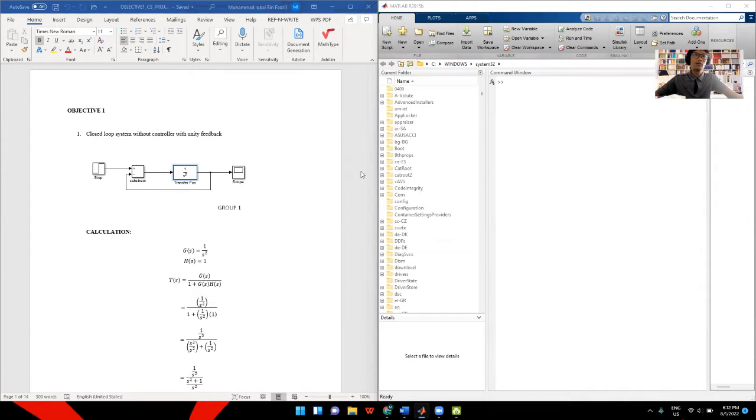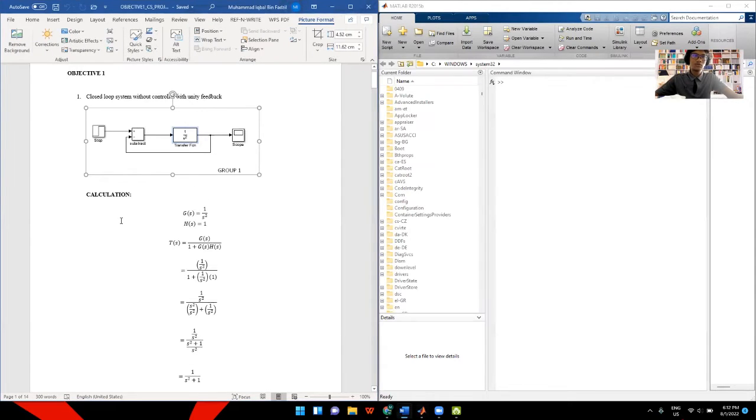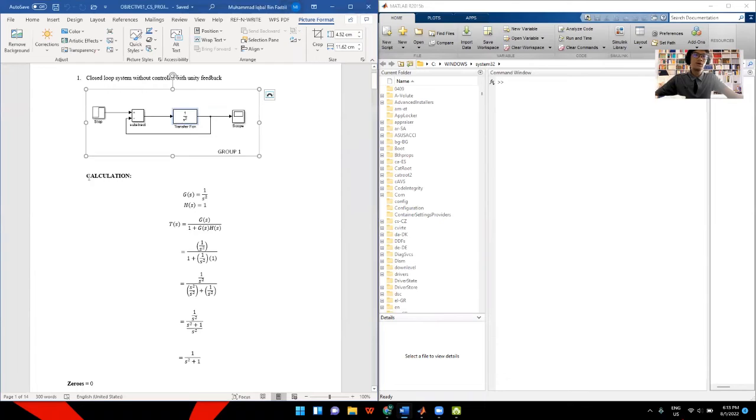Today I would like to present objective 1 for this project. So this is the first circuit. This is a closed loop system without controller with unity feedback. So this is the circuit. So here is the mathematical calculation.